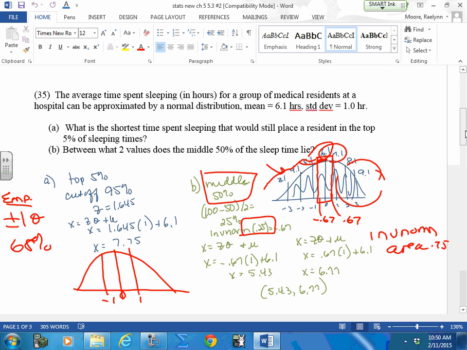What I think throws everybody off is when we did the in-between and you were looking for area, we had one calculator step, and you put in your lower limit, your upper limit, and it gave you your area. This is the opposite, so it doesn't work that way.